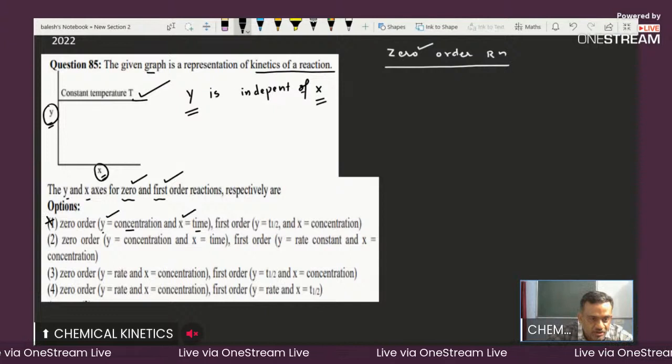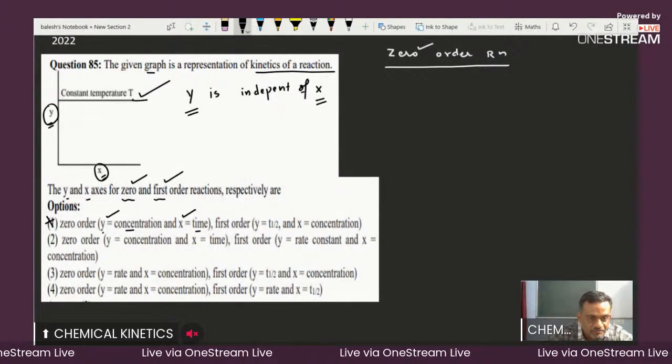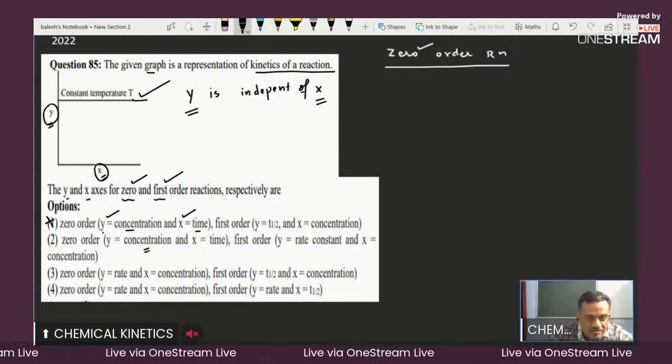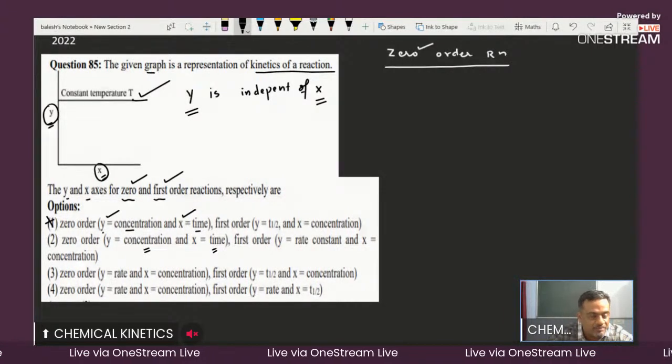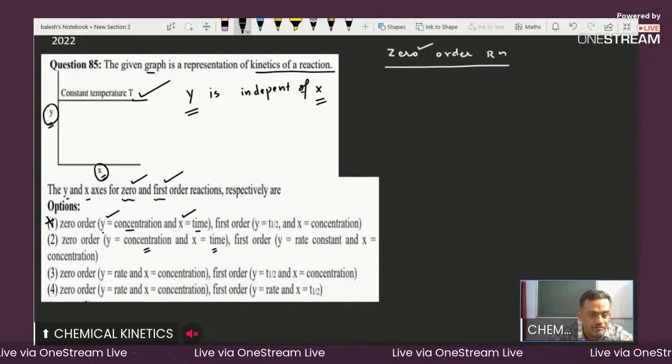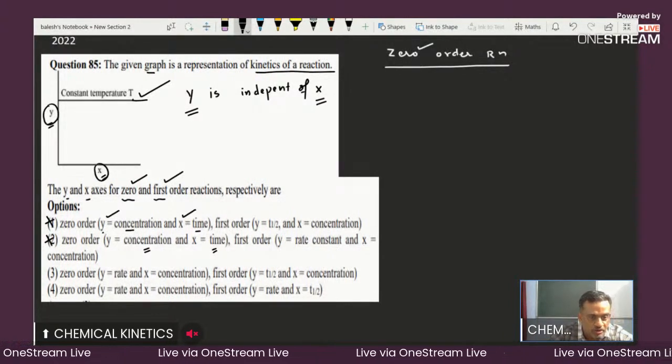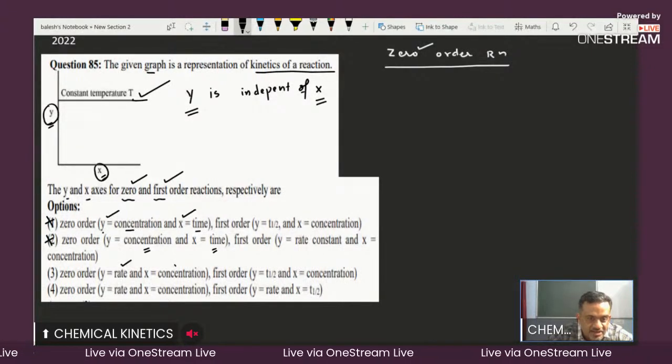So option A is not right. Option B, for zero order, y is again concentration, x is again time. So with the time, concentration changes, but we want the two quantities which are independent of each other. So second option is also wrong.